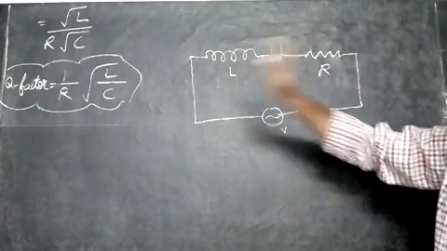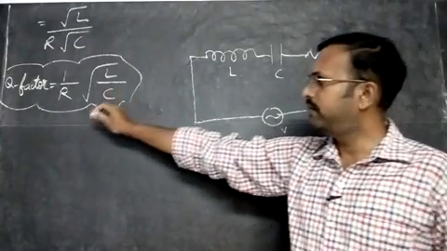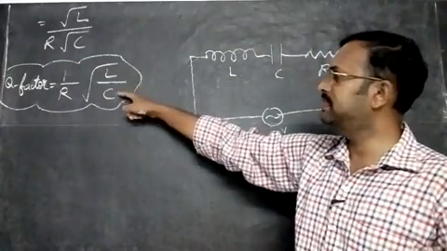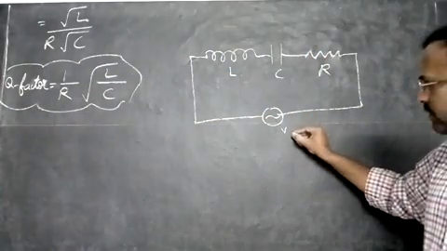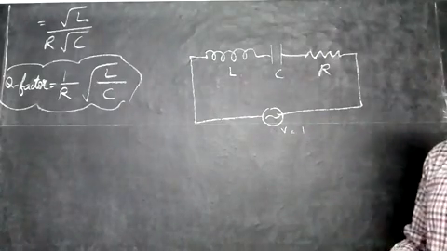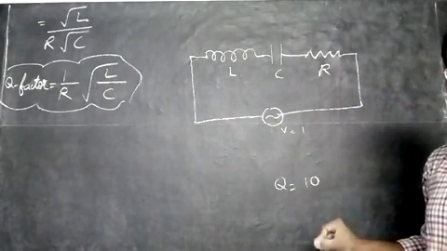But what is the physical meaning of the quality factor? This is the Q factor, 1 by R, where R means resistance, L means inductance, and C is capacitance. See, suppose for example we are giving here 1 volt, and imagine we have a quality factor of 10. This is the quality factor we have.